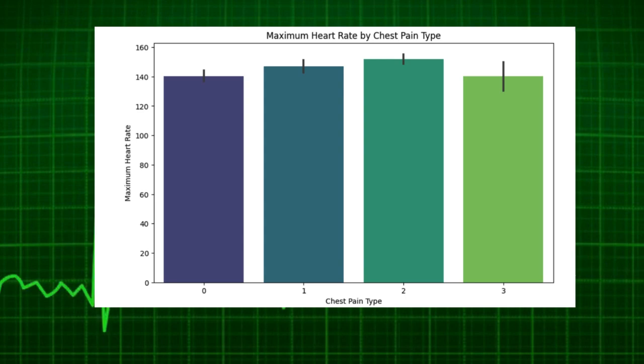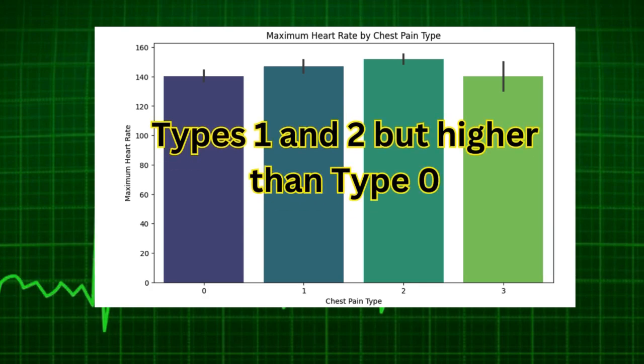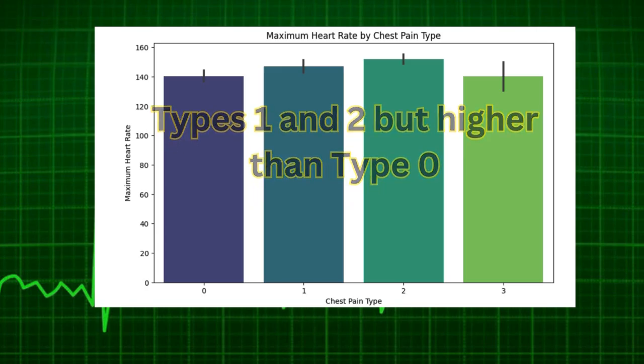Observations. Type 0, dark blue, shows a slightly lower maximum heart rate compared to the other types. Type 1 and 2, teal and green, have higher mean maximum heart rates, indicating a possible relationship between these chest pain types and higher exercise capacity. Type 3, light green, shows a somewhat lower maximum heart rate than types 1 and 2 but higher than type 0. Understanding these relationships can help in diagnosing and managing patients with different chest pain types.